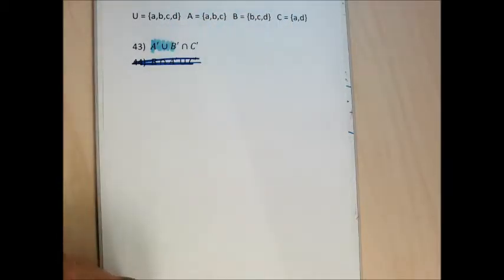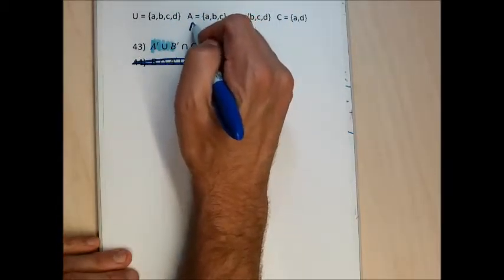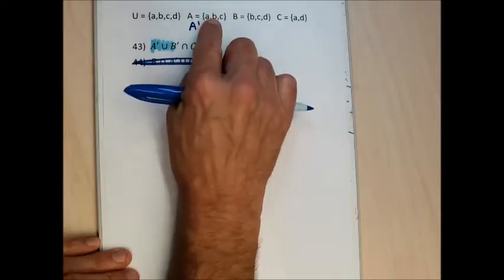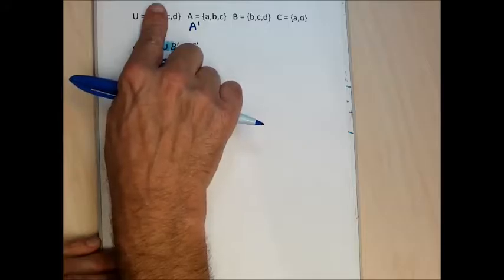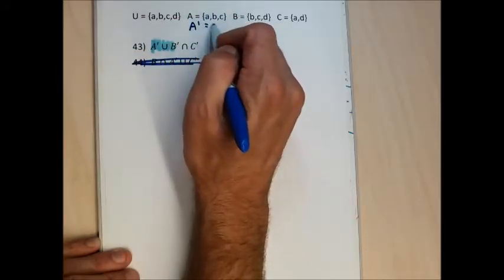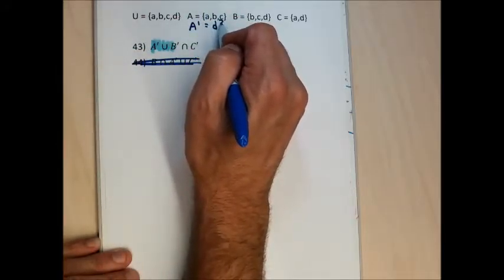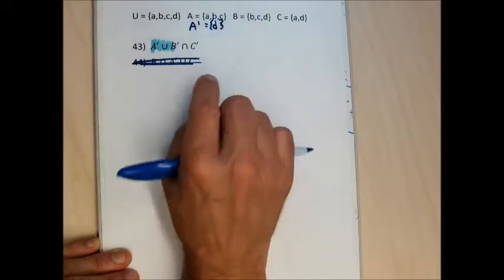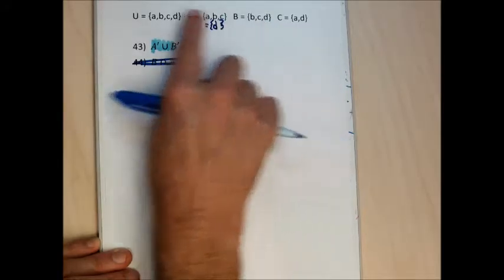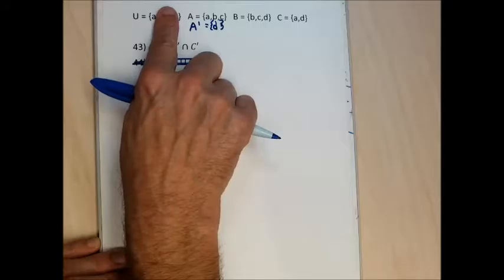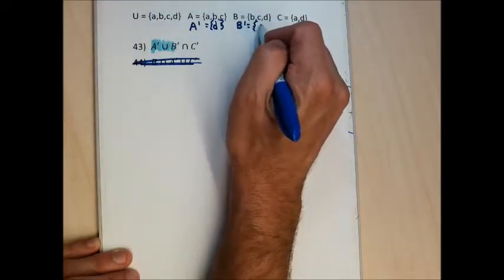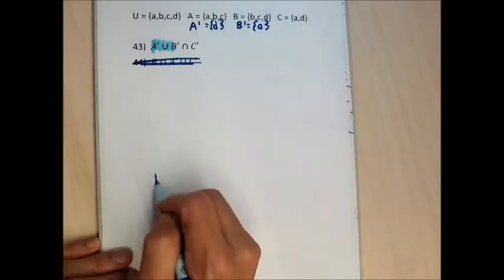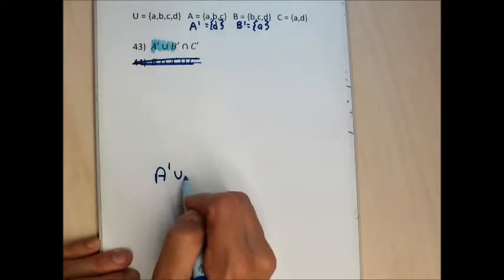I need to figure out what A complement is, and I think I can do that without destroying the set. So the universal set has A, B, C, and D. If I take A out of that, I'm going to be left with D. So A complement is the set that contains the letter D. B complement is what you get when you take B, C, and D from the universal set. B complement has the set A.